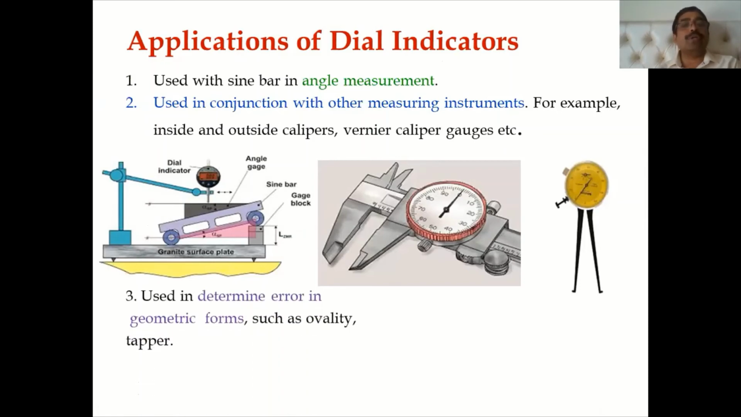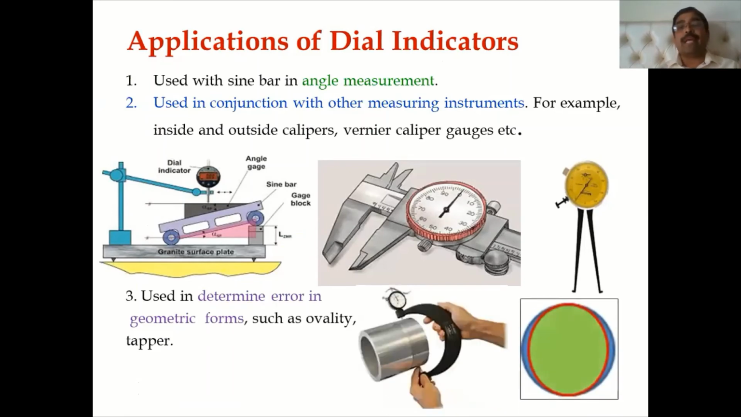It is also used in determining errors in geometric form. What does that mean? Suppose I want to check the ovality or the roundness of this job. It can be checked using this gauge, which also has a dial gauge. Ovality means, you can see this blue color is exactly round. But when I measure it, I come to know that the actual shape is like this. This shape is nothing but an oval shape. The red color which I am indicating is the oval shape.